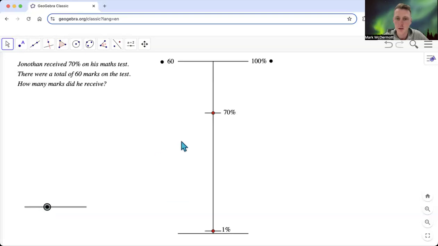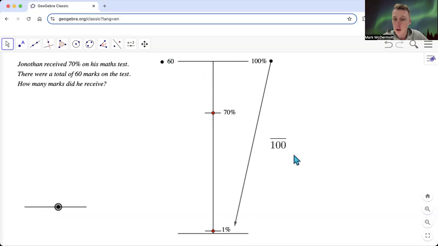What we're going to do is use what's called the unitary method. We're going to find out what 1% of the total amount is, and then that will help us find out what 70% is. So we need to get from 100% down to 1% using proportional thinking, using either multiplication or division. We're going to divide by 100. So we divide the right-hand side by 100 to get from 100% to 1%, which means on the left-hand side, we also divide by 100.